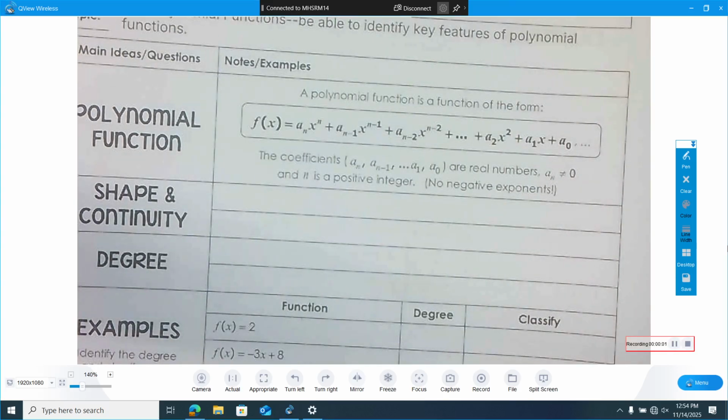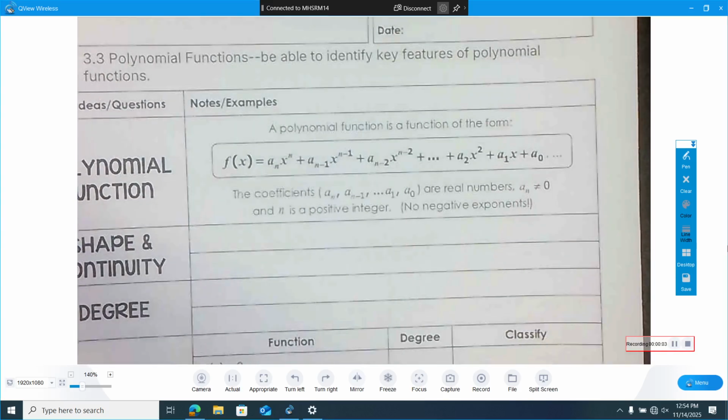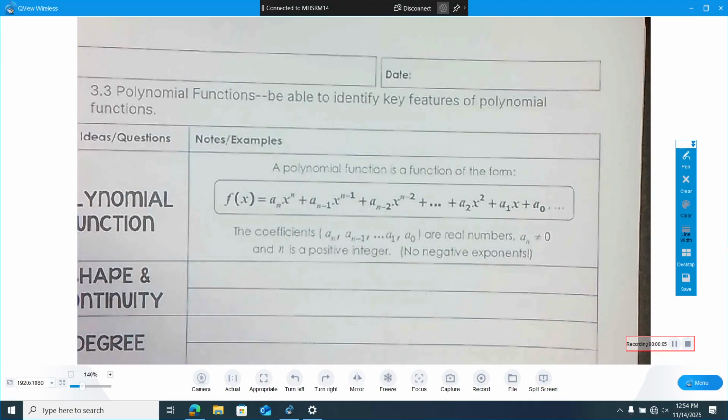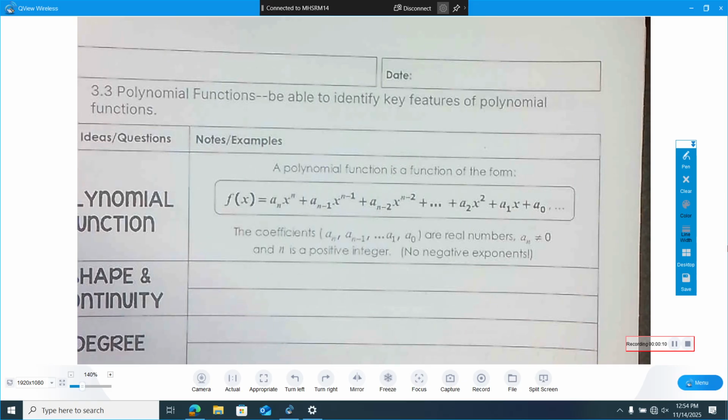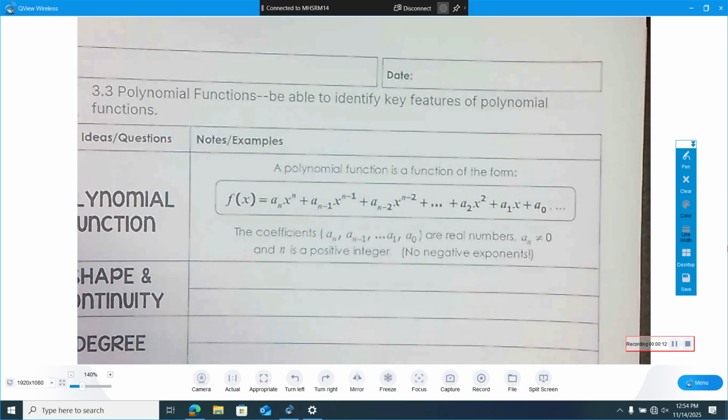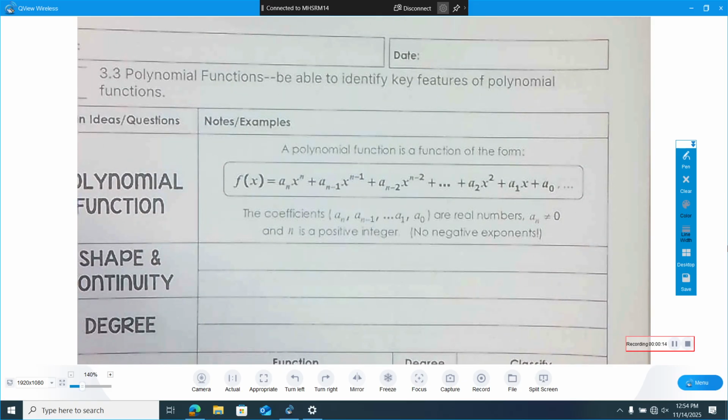Today we are talking about polynomial functions, and we want to be able to identify key features of polynomial functions, which we've already talked a little bit about already, so most of this should be pretty easy today.